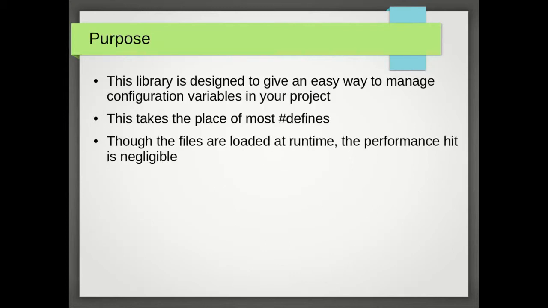So what I wrote is a library that will read in, when the program starts, those things from a separate configuration file, which also has a much nicer format than pound defines, and it'll load those in at runtime, and it'll let you use those variables for configuring your project. So even though it's loaded at runtime, it's basically instantaneous when you actually run the program.